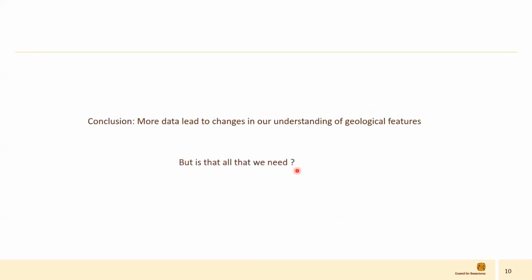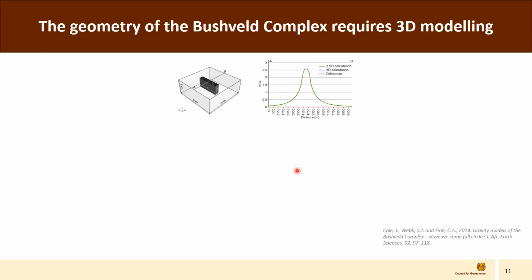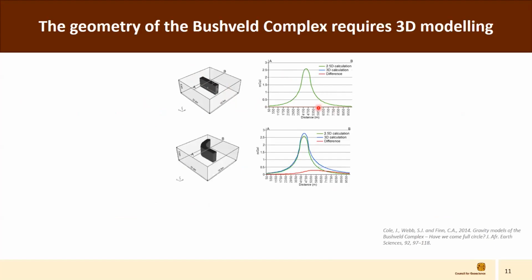But is that all that we need? Is it more data? We also develop newer techniques and processing methods and modeling methods. So just a simple illustration, I'm sure everybody knows this: for a very simple body that's like a dike or something, it doesn't matter if you're modeling 2.5D or 3D, you will get the same result.